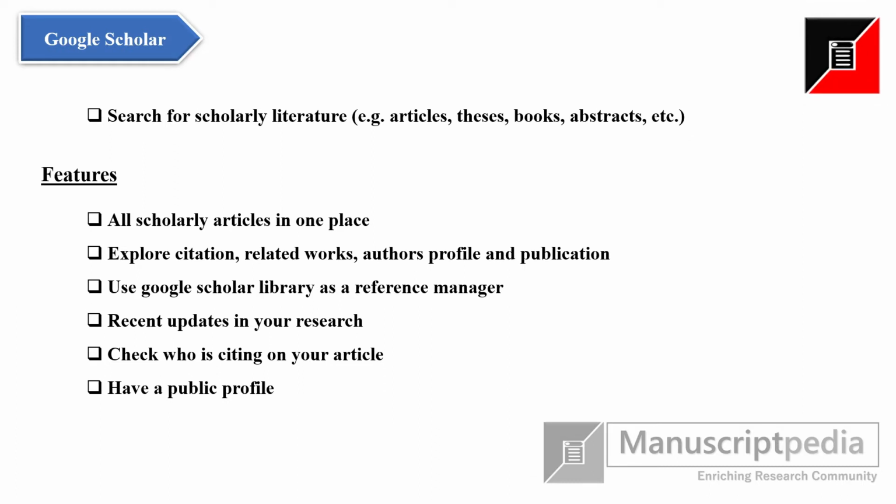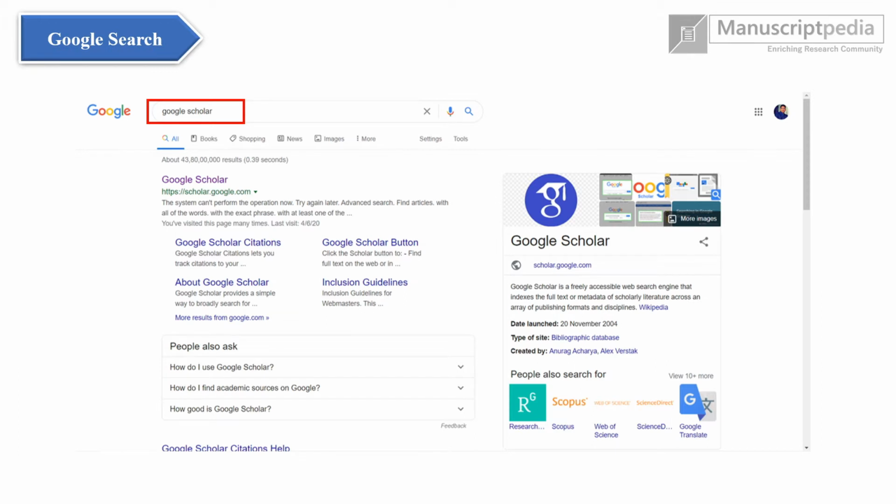And you can use Google Scholar library as a reference manager. You can get the recent updates in your research work, and you can check who is citing your article, and you can have a public profile. These are some of the features of Google Scholar.